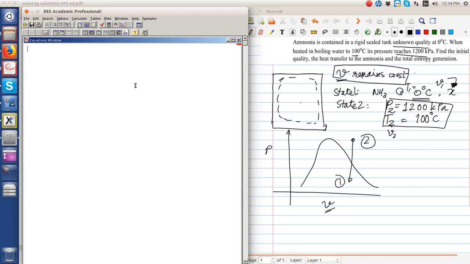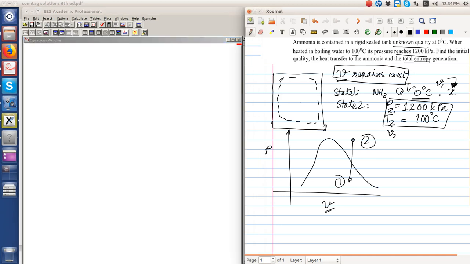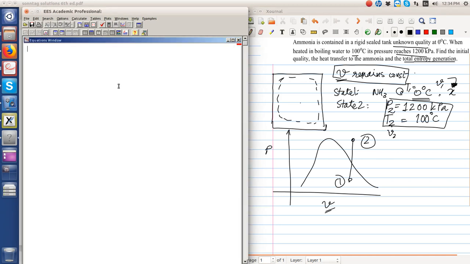Let's see if the process is truly reversible or not, because in the question it has been asked to find the total entropy generation. We expect that the process will not be reversible. However, if it is indeed reversible, then S2 minus S1 should be 0. Rather, S2 minus S1 plus all the heat transfer, or rather the S2 minus S1 should be 0.